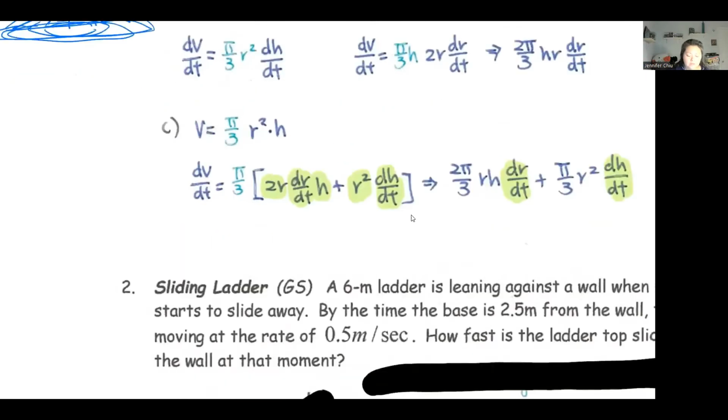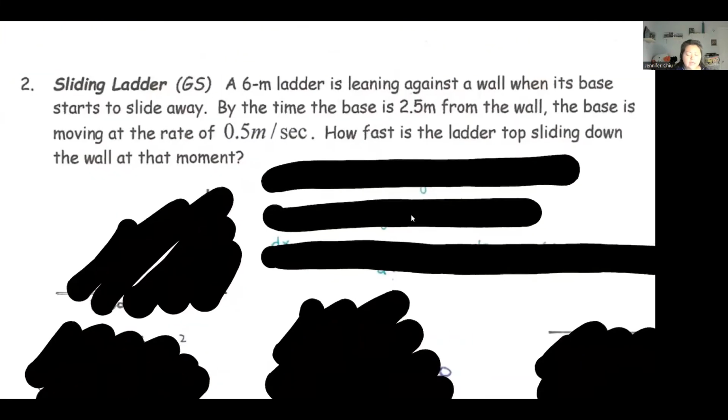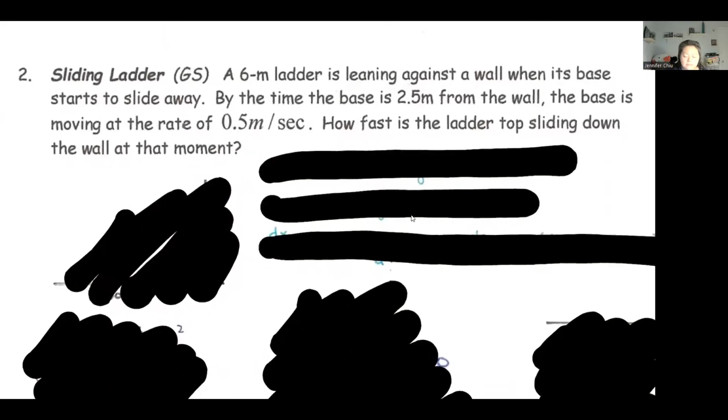Okay. All right. Next problem says sliding ladder. A 6-meter ladder is leaning against the wall when its base starts to slide away. By the time the base is 2.5 meters from the wall, the base is moving at a rate of 0.5 meters per second. How fast is the ladder top sliding down the wall at the moment? So the best thing to do right now is to draw a picture of the situation.